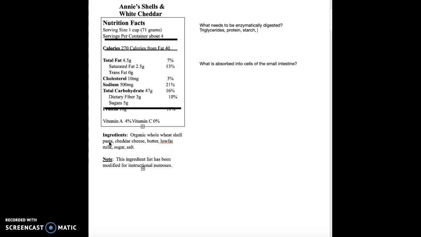There shouldn't be any sugar in pasta. Cheddar cheese and milk. We know dairy is a source of lactose, so we will have that, which needs to be digested. And then we see sugar in the label here, which we know is sucrose. So without even really getting into the details of these ingredients, we can gather a lot of information just from looking at the numbers here.